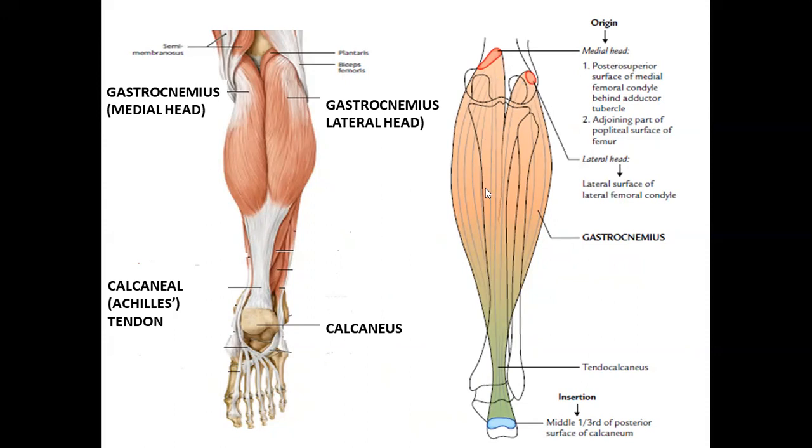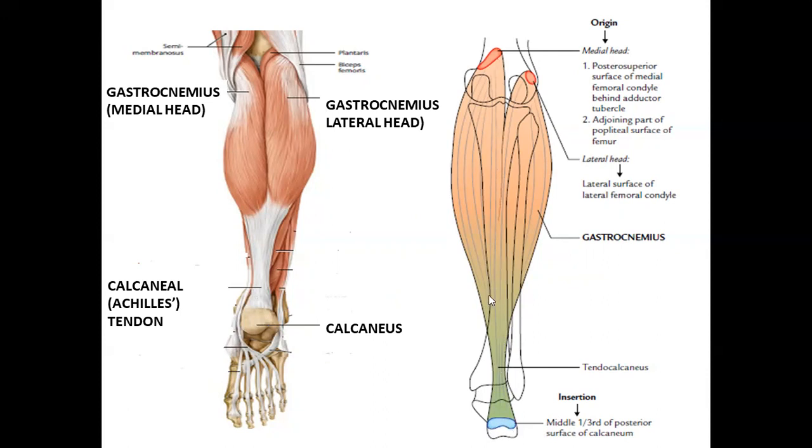When we look at it, the two heads join together and form a fleshy belly. This fleshy belly in the middle of the leg forms a thin aponeurotic tendon. This tendon then joins with the tendon of the soleus muscle and forms the tendocalcaneus, or tendo Achilles, and this is inserted into the posterior surface of the calcaneum. The posterior surface of the calcaneum is divided into upper, middle, and lower parts. So this is inserted into the middle of the posterior surface of the calcaneum.